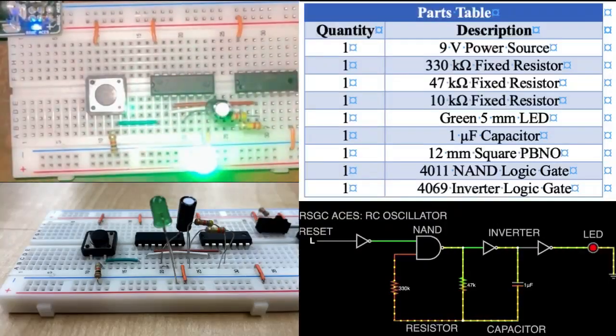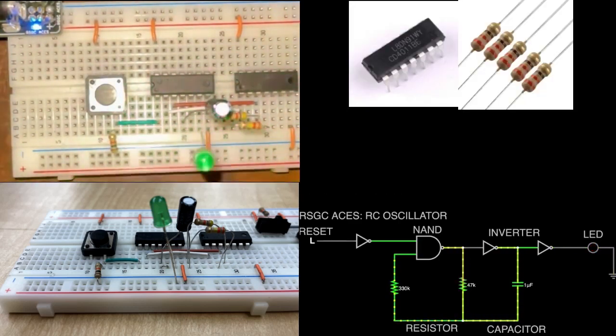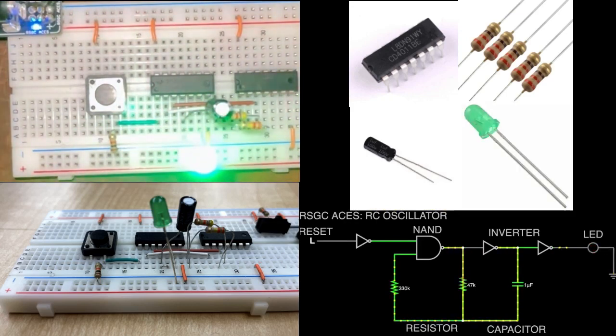This circuit consists of 9 parts: one 9-volt power source, 330k ohm fixed resistor, 47k ohm fixed resistor, 10k ohm fixed resistor, green 5mm LED, 1 microfarad capacitor, 12mm square PBNO, 4011 NAND logic gate, and a 4069 inverter logic gate. This circuit uses a combination of logic gates, resistors, capacitors, and an LED to generate an oscillating signal.